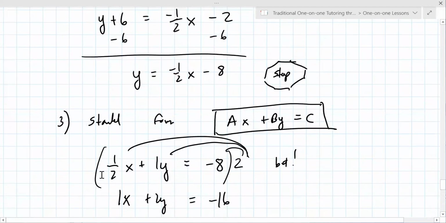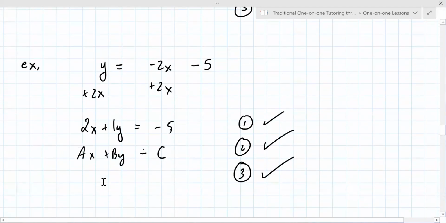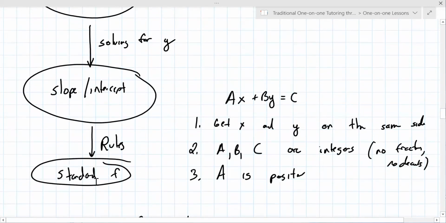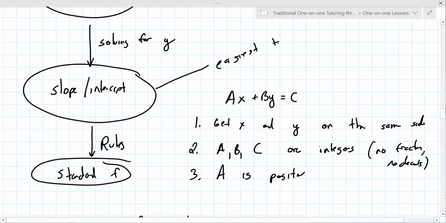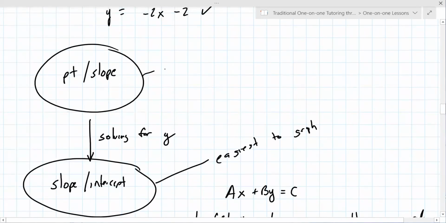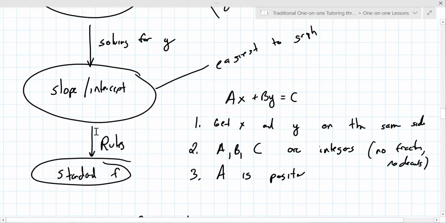Let me go back up to our chart. Slope-intercept form is the easiest to graph. If it's in that form, that's the best case scenario. The second easiest is point-slope, but there's a little bit more interpretation you have to do. We might get to an example of that. And then standard form is the worst to graph.